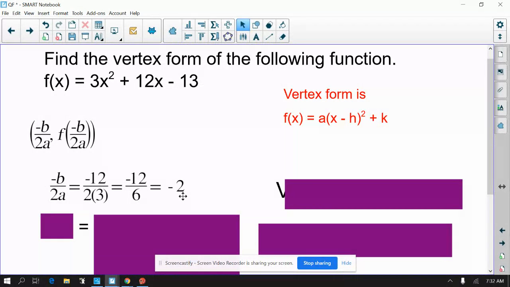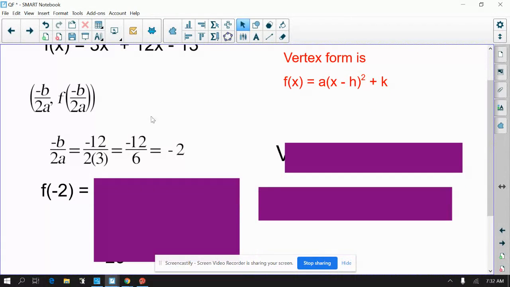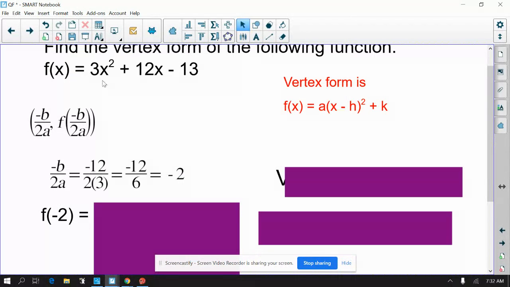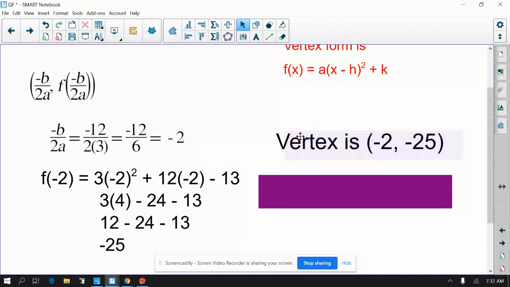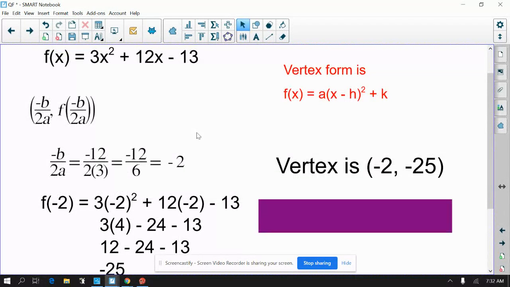What's the y part? You have to take negative 2 and plug it into f to find y. So f of negative 2. So now it's going to be 3 times negative 2 squared plus 12 times negative 2 minus 13. And you show all your work, and you get negative 25. So the vertex is negative 2, negative 25. That is the vertex of this quadratic.